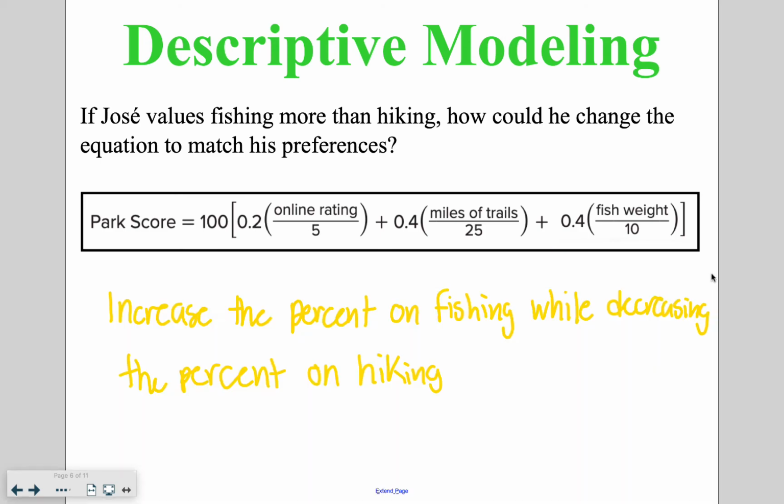In order to modify the equation, he could increase that percent on fishing, so change that up to 0.5 or 0.55, and decrease the percent on hiking, make it 0.3, 0.25. So he can fluctuate those percentages, and that's what we can do with a lot of these descriptive models, is as they make a formula to describe a characteristic, it can be modified to suit whatever needs you have.